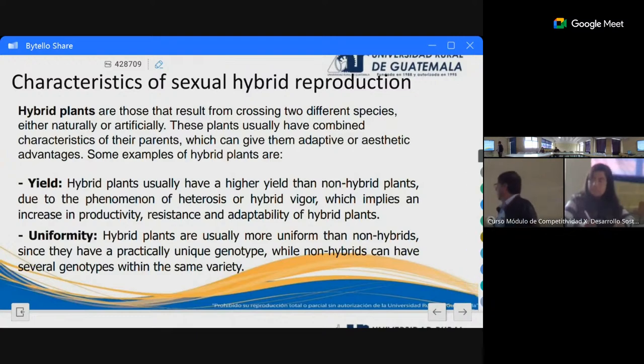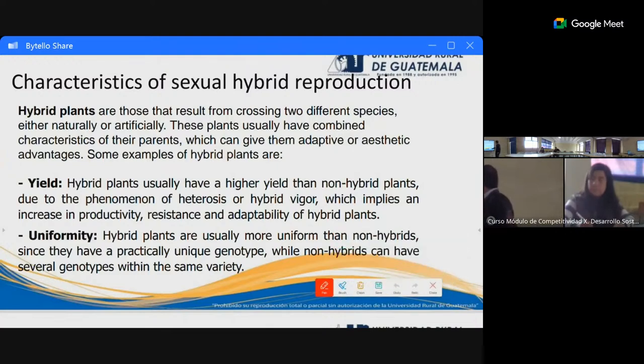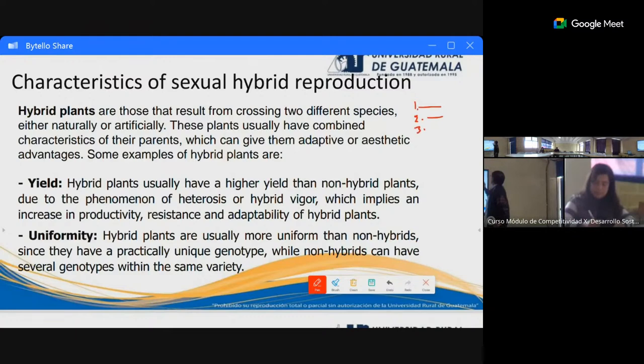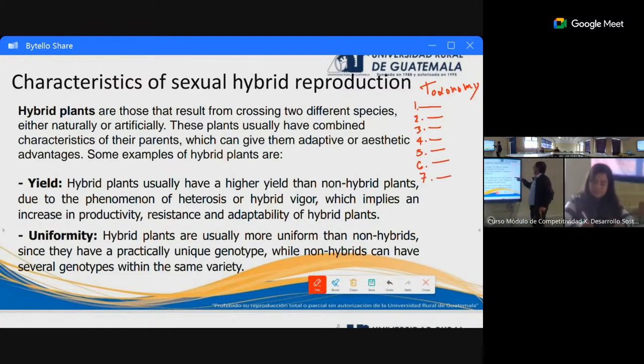In our last class, we saw the taxonomy classification from top to bottom. We had 7 levels. And if you remember, at the bottom of this classification, we have species. And the next level was family.